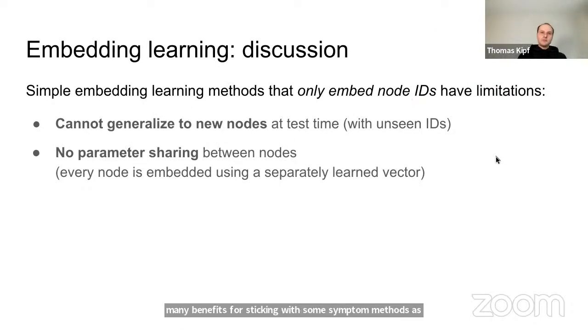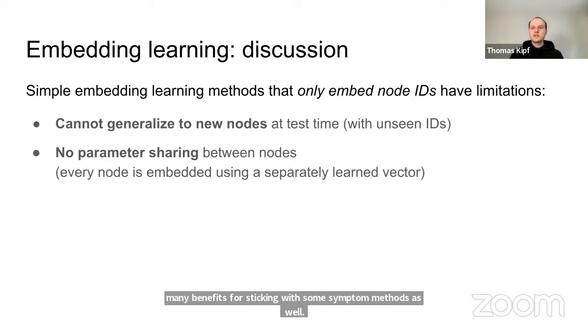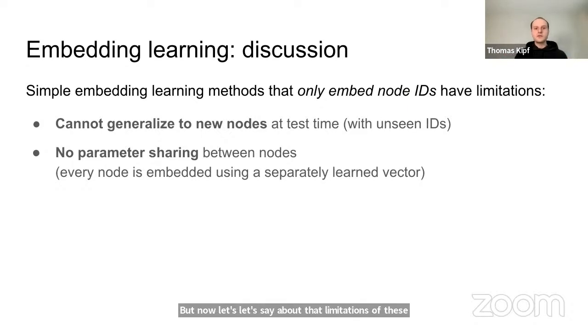But now let's talk about the limitations of these embedding learning methods and why ultimately we need graph neural networks to really solve a wide variety of tasks on graphs. These simple embedding learning methods can only embed node IDs, the ones I described earlier. They start by embedding node IDs into a single vector. They just take the node ID and say, okay, this is the vector for node ID 1, and then they directly optimize this vector. But this cannot generalize to new nodes at test time, because at test time you might get a new node with a new node index, but you don't have a vector for it because you haven't learned it.